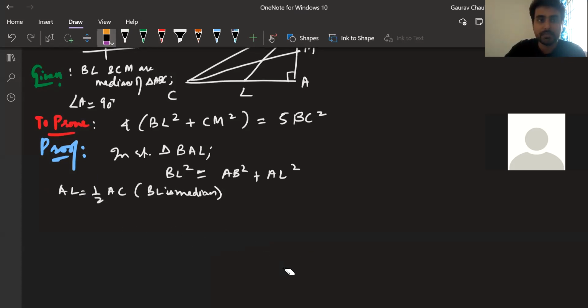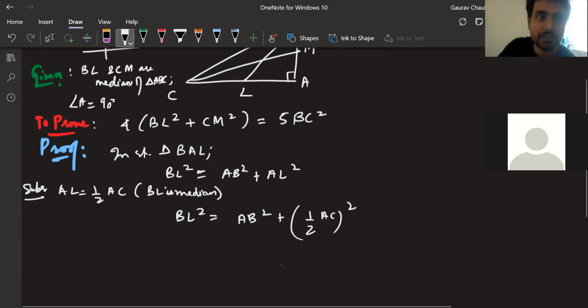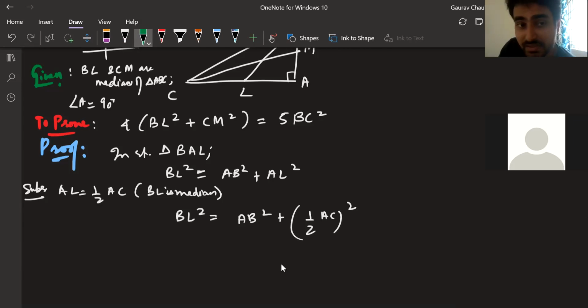Now I'm going to substitute AL is equal to half AC. So I'll get BL square is equal to AB square plus, in place of AL, I'm writing half AC, half AC the whole square. This is an important hint. This 4 is an important hint on what you're supposed to do.